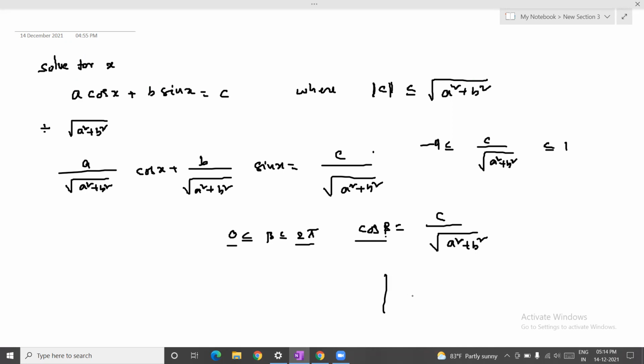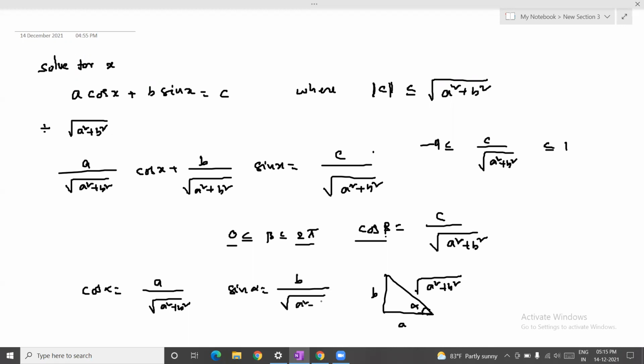Same as if I'm taking a triangle and an angle alpha, where this side is A, this is B, and this value is root of A square plus B square. So from here, cos alpha is equal to how much? A by root of A square plus B square. Sin alpha is B by root of A square plus B square. Because of this denominator, there exists an angle alpha such that cos alpha is A by root of A square plus B square and sin alpha is equal to B by root of A square plus B square.